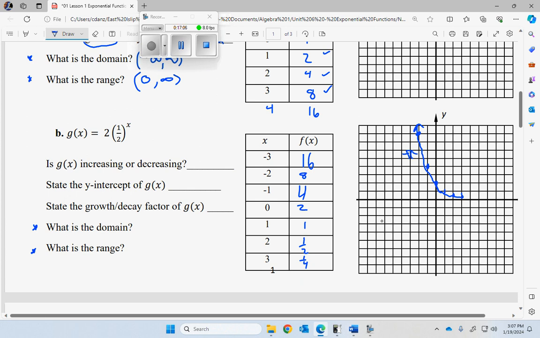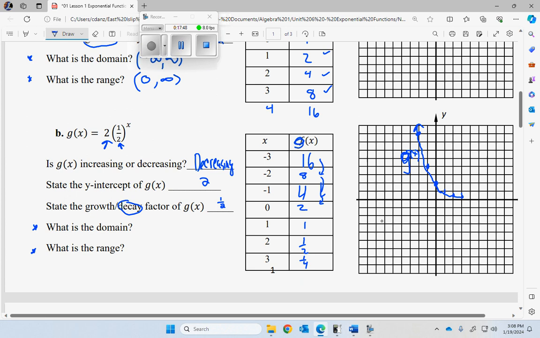Okay, so this is also f of x, and you can see each time it's getting cut in half, and the base was a half. Is g of x, oh, this is supposed to be a g. This is a g. Fix it for me. Is g of x increasing or decreasing? It is decreasing. The y-intercept, you can see it's crossing the y-axis here at 2. We could also see that this is a 2. The decay factor is a half.